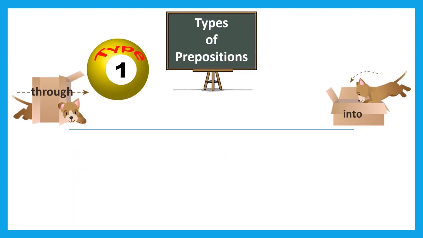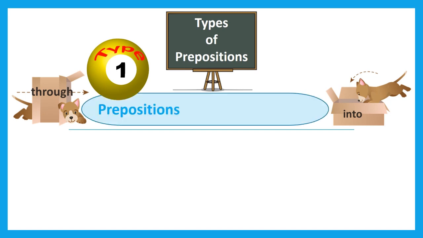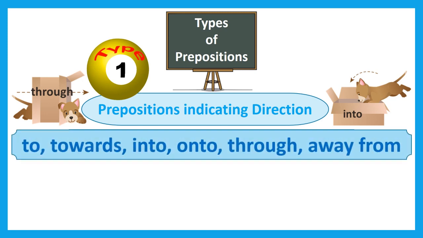Let's focus on the types of prepositions. Prepositions can be categorized based on the relationship they indicate. Type 1. Prepositions indicating direction. Take note of the examples of common prepositions of direction.